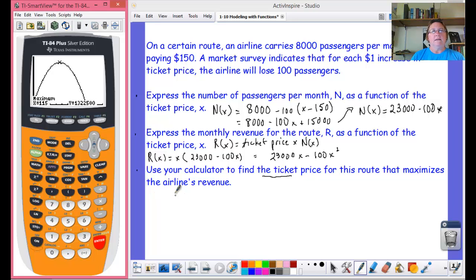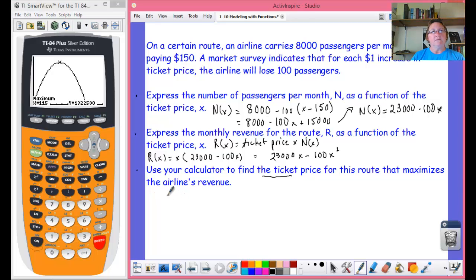According to this, maximum revenue of $1,322,500. They didn't ask us about that, but we can get that. That's the max revenue. Occurs when tickets are $115.